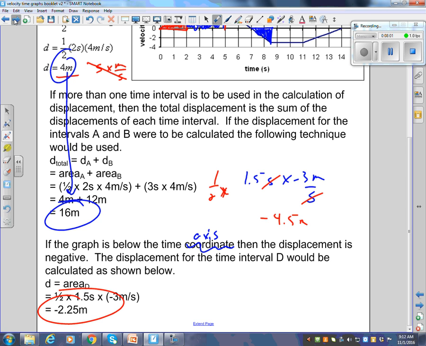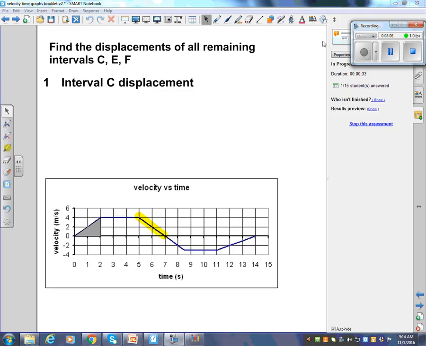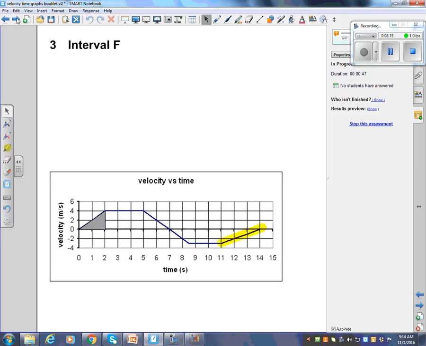Okay, ready to try some? I want you to find the displacements for all remaining intervals. They are interval C. Question 1 is C. I've highlighted it here. Question 2 is E. I've highlighted it here. It's the same graph that you have, yes. Interval F is highlighted there. So you've got 3 to do, I think, right?